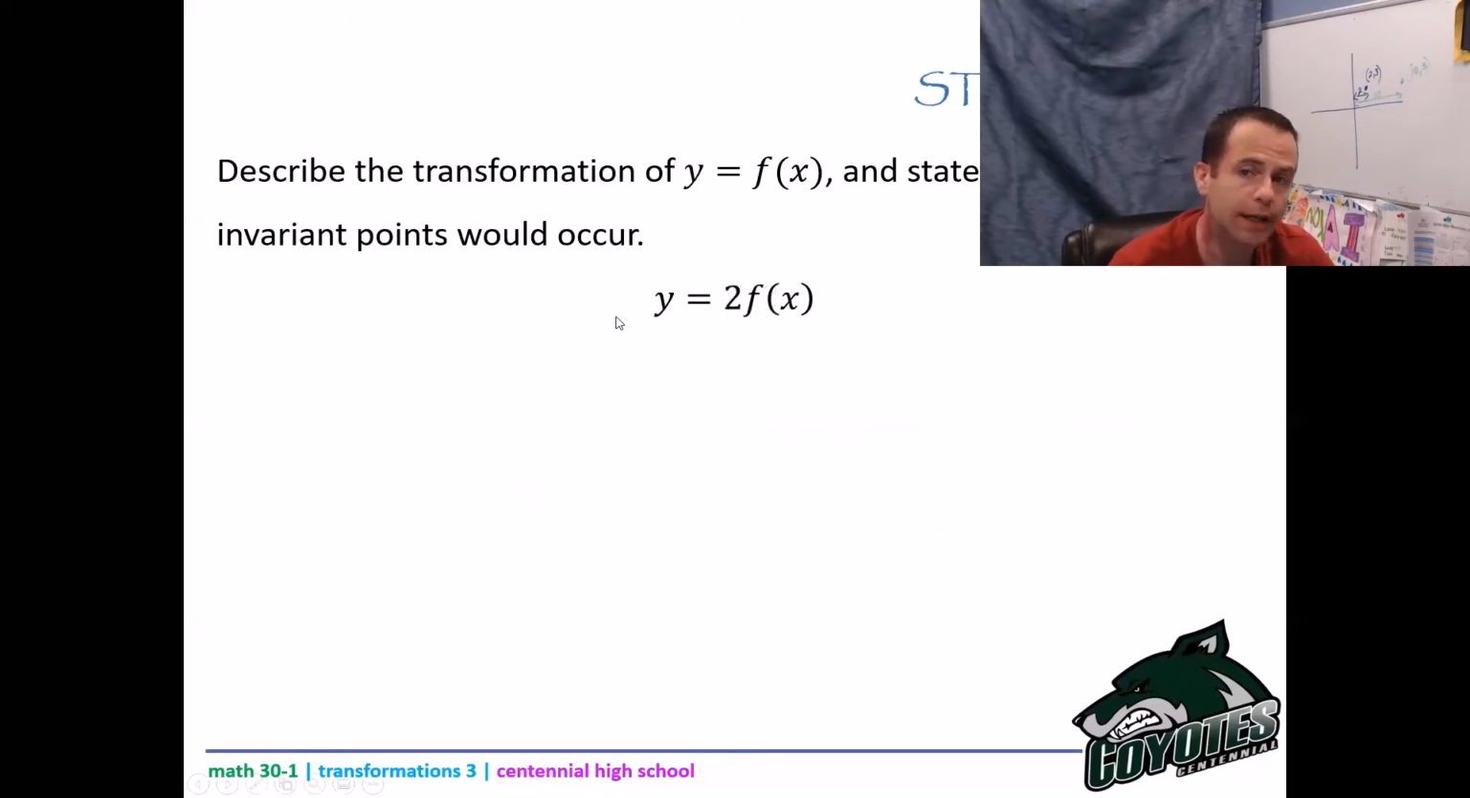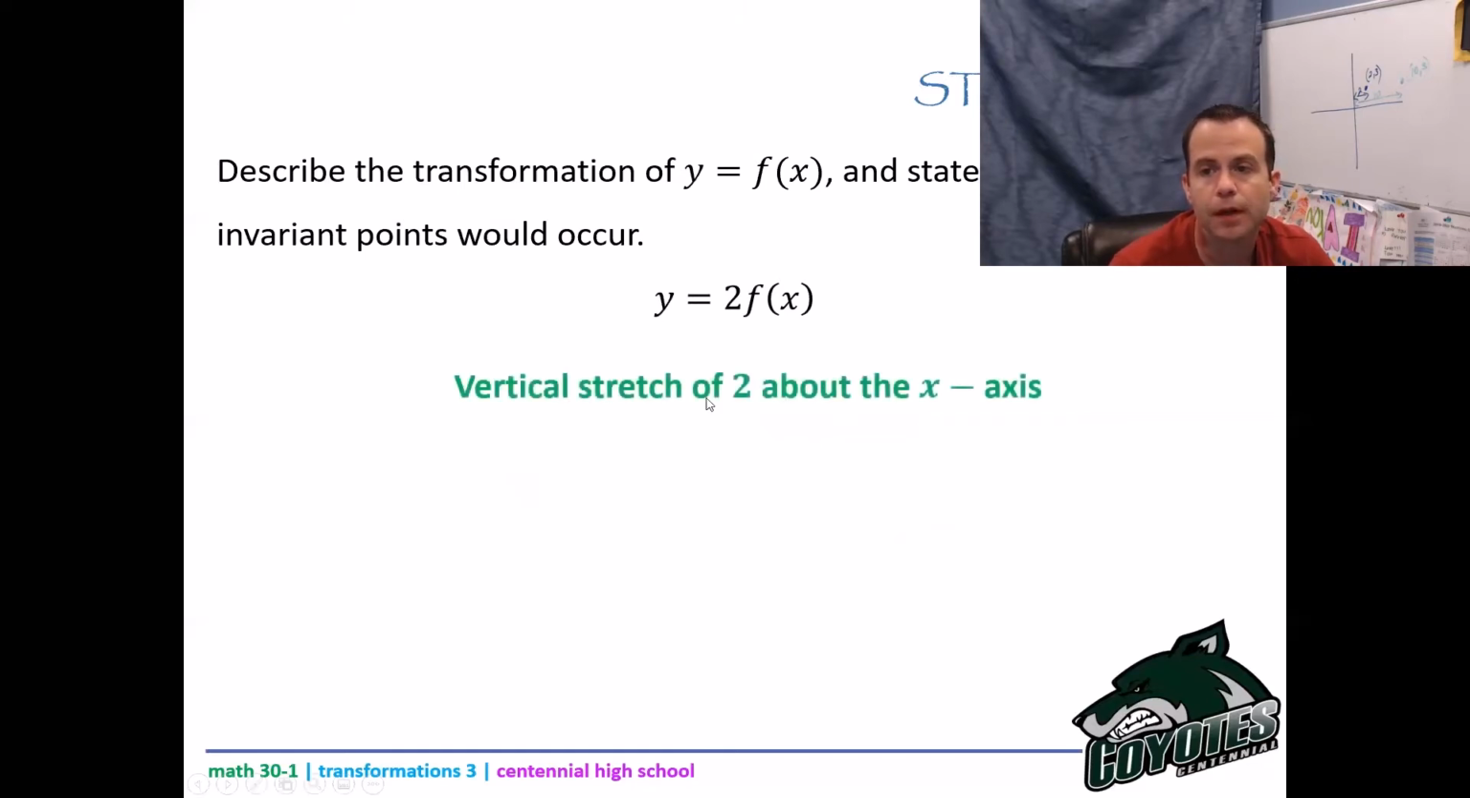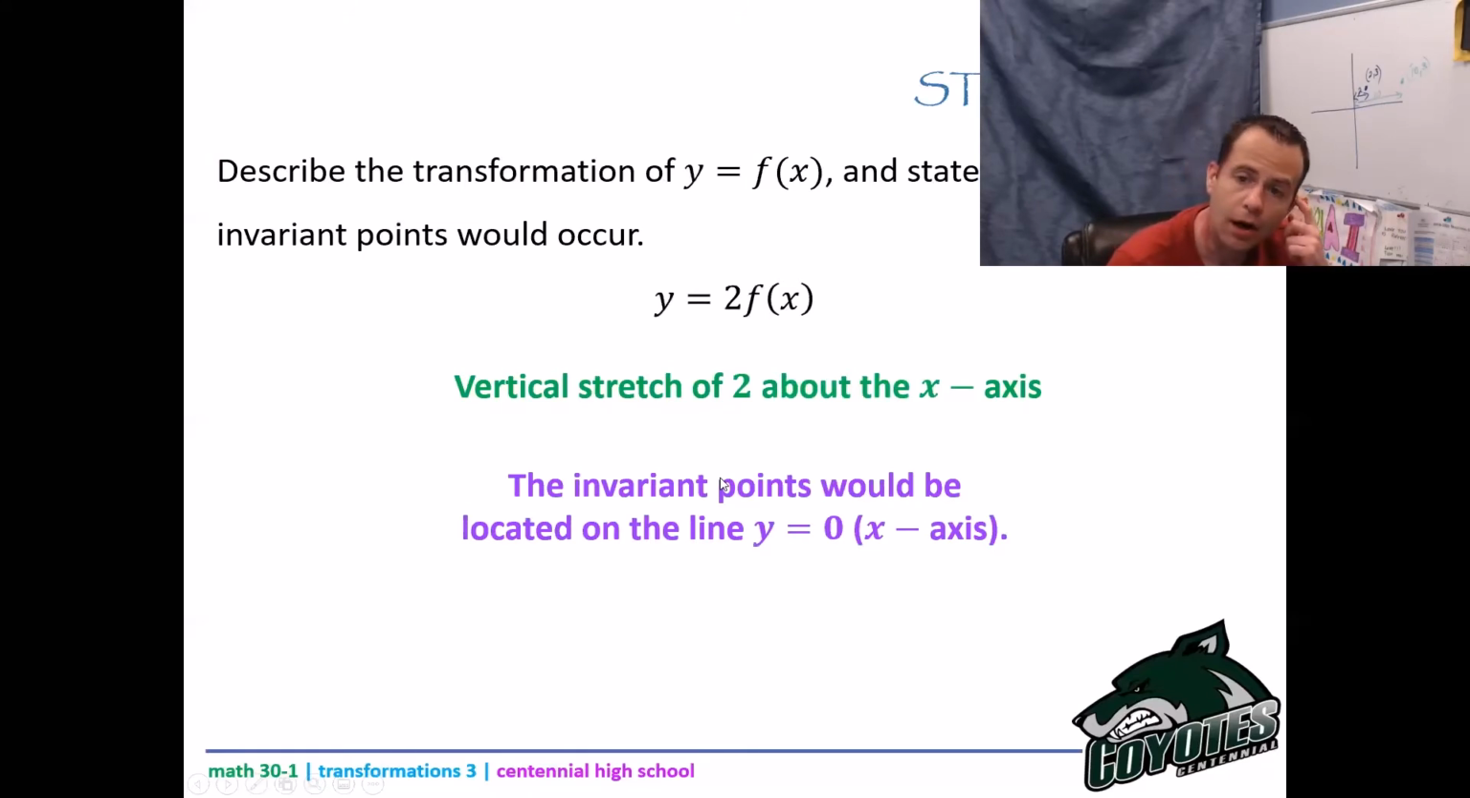Okay, how about y equals 2f(x)? That's an a value, and that's a vertical stretch. So I have a vertical stretch of 2 about the x-axis, and then my invariant points would lie on the line y equals 0, or you could say on the x-axis. Okay.